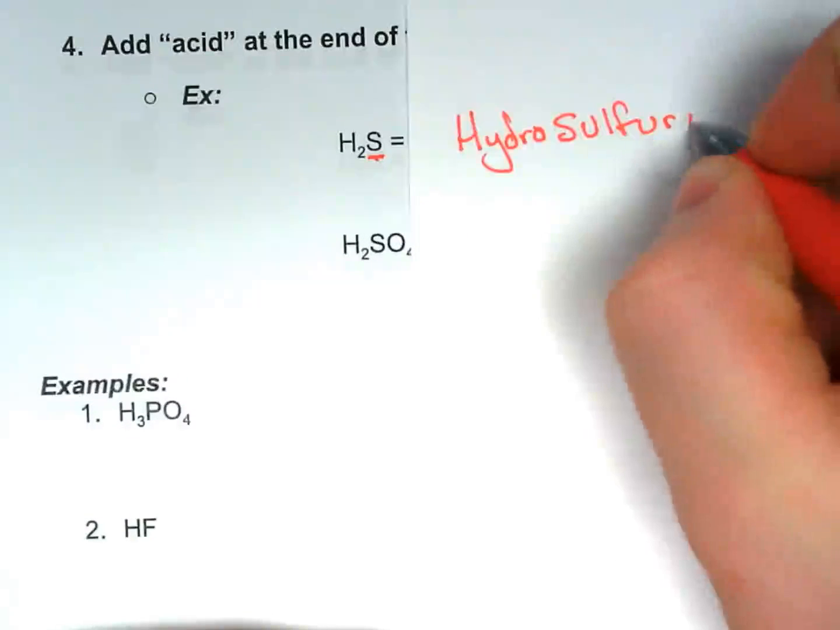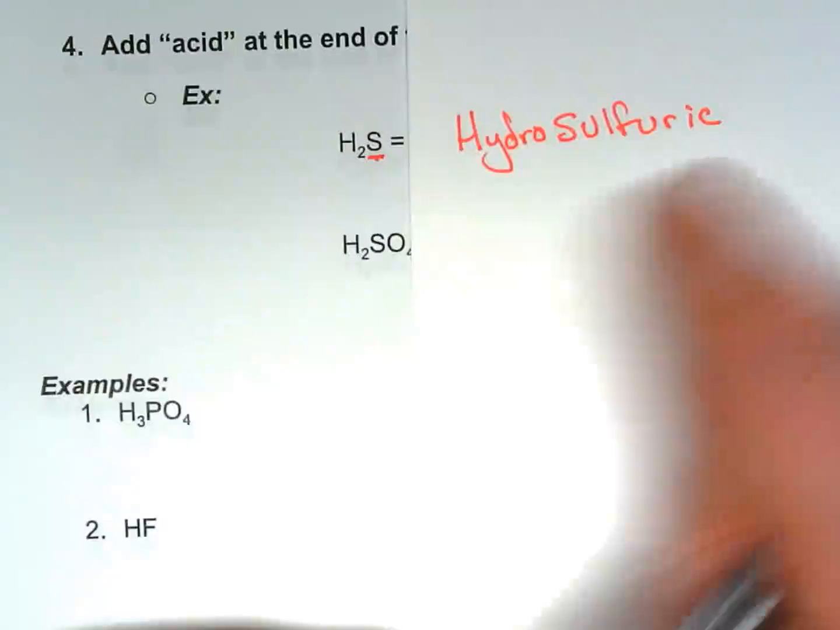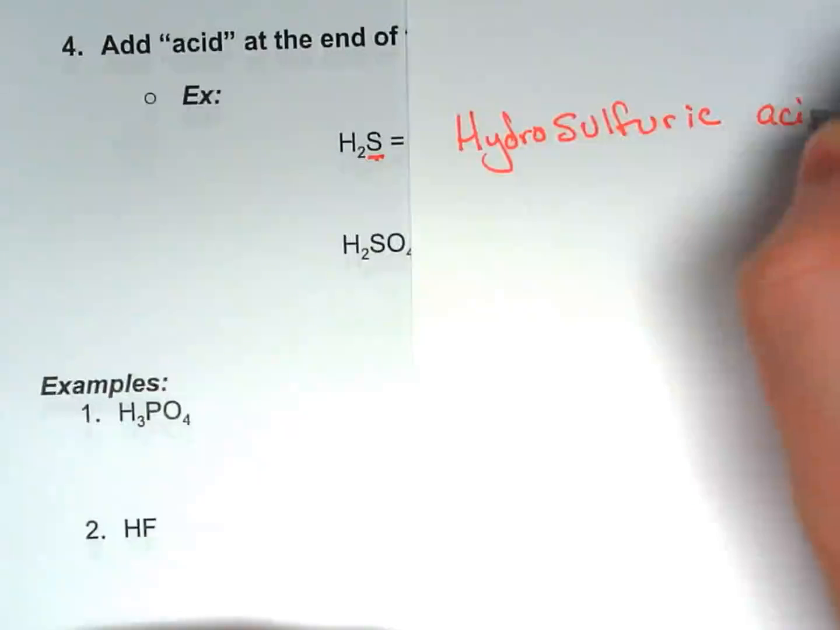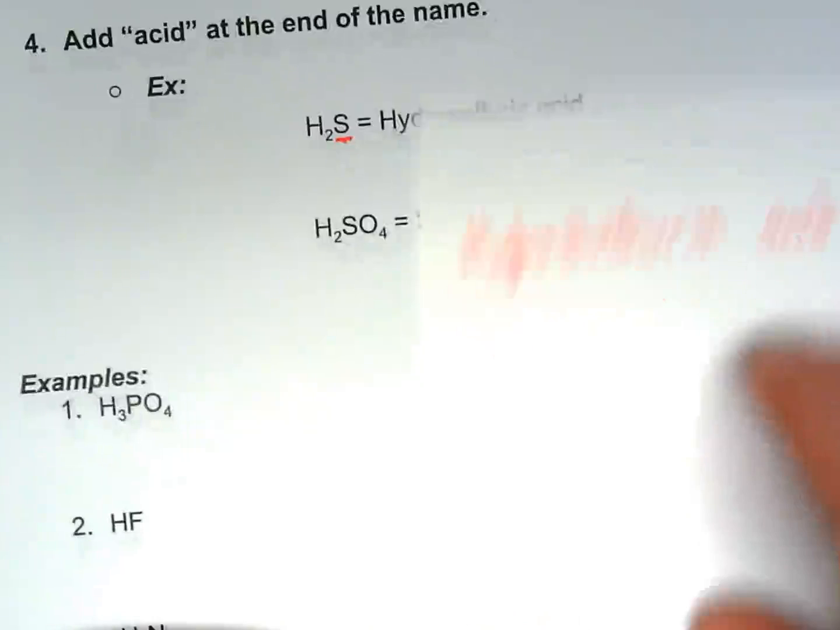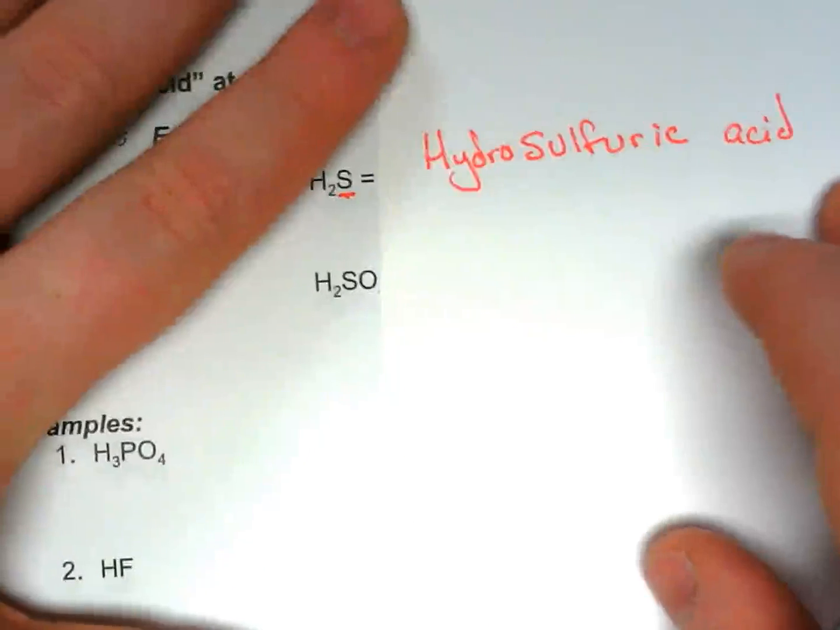Sulfur, put the IC. Hydrosulfuric, add acid. Double check that. Boom. Good. Okay, too easy. Let's take a look at the second one here.